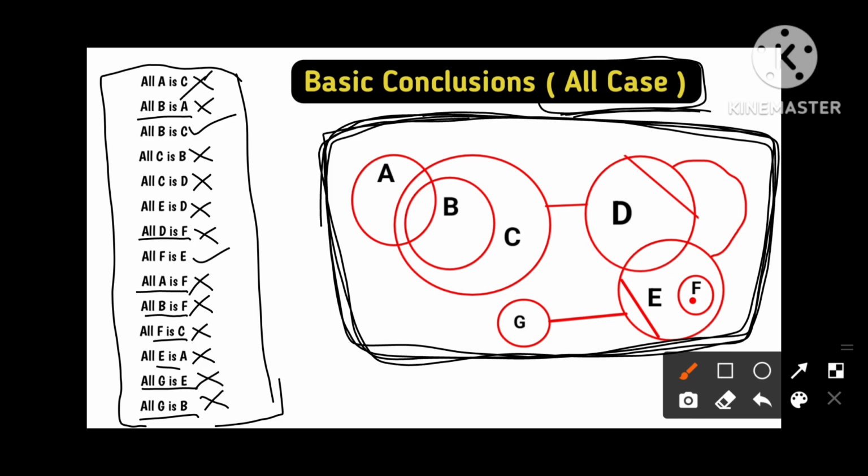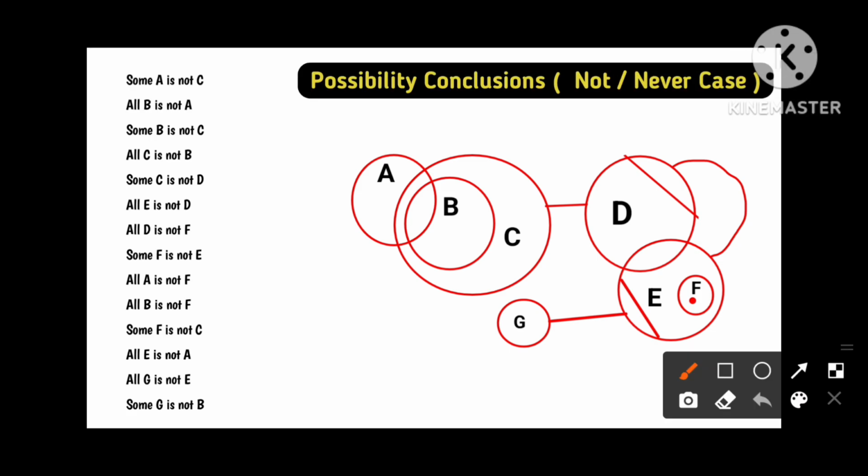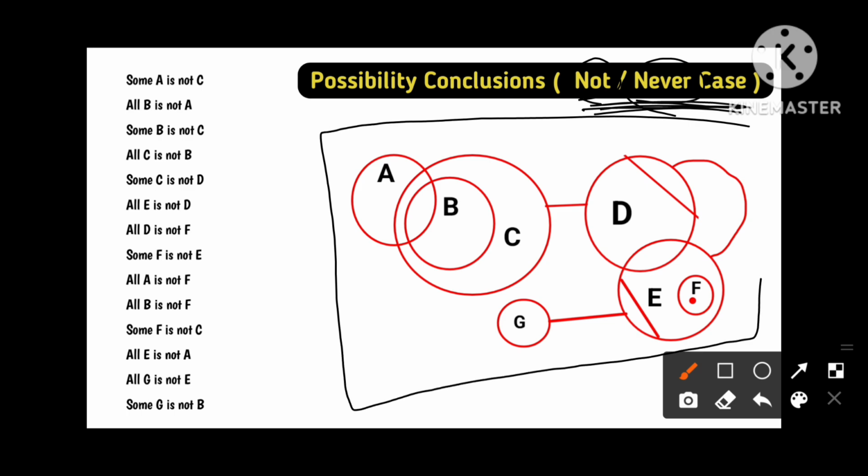Okay. Now we are going with the possibility cases. Possibility cases are where we see not or never. If we see not or never in any conclusions, then what we need to do, I already said in the first part. Let's see these conclusions and understand the concept. As usual, this is the statement Venn diagram.